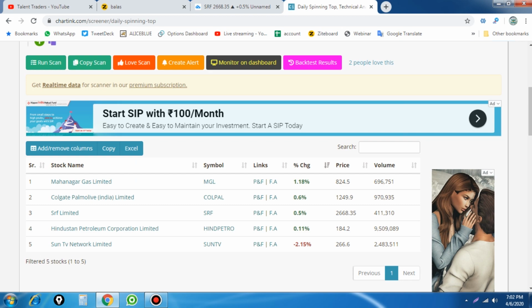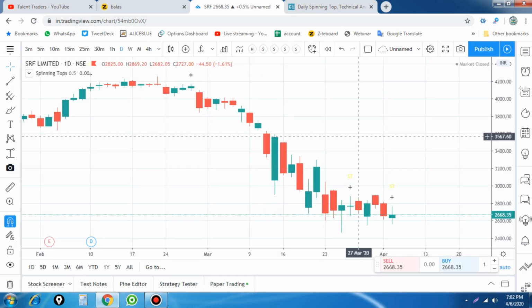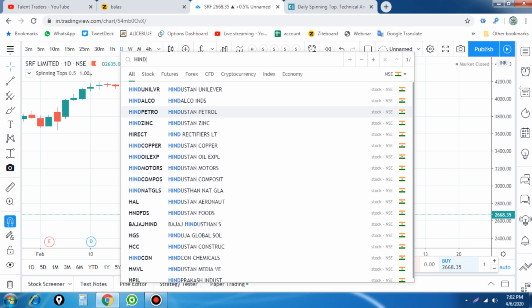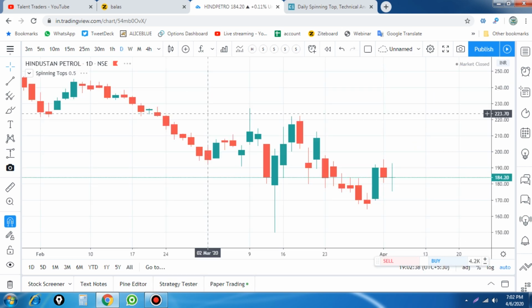If you are doing this on a daily basis, you will find out where there will be a big opportunity. Hindustan Petroleum, HPCL, Hindustan Petrol. So we'll find out.